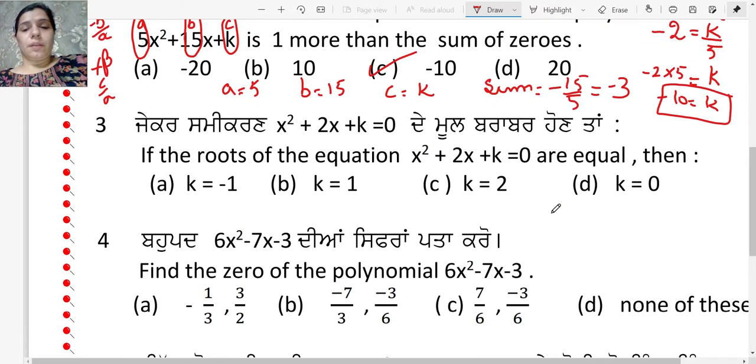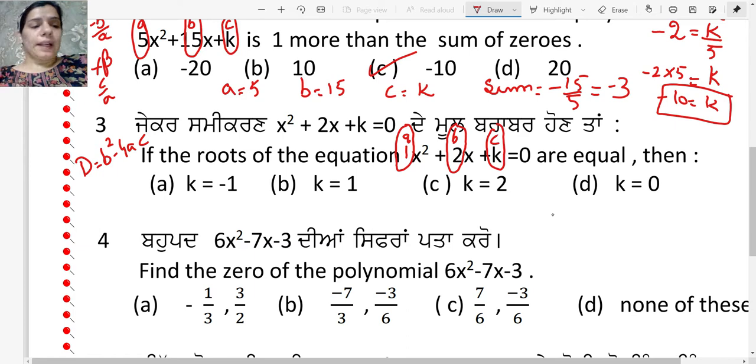Moving on to question number 3. If the roots of the equation x square plus 2x plus k is equal to 0 are equal, then you have to find the value of k. Beta, for equal roots you know that the discriminant is 0. Discriminant's value is b square minus 4 multiplied by a multiplied by c, where again a, b, c are the coefficients of the equation. In the given equation, value of a is 1, value of b is 2 and value of c is k.